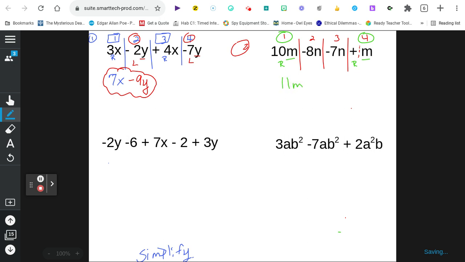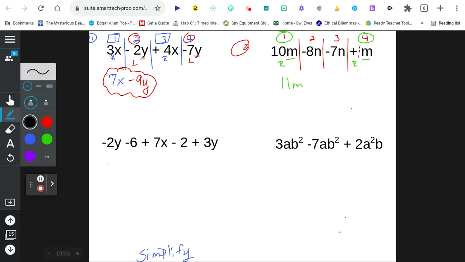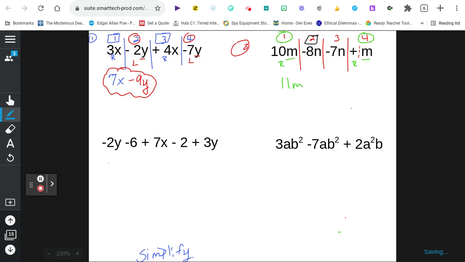You could have started off with the ends first. In other words, you could have started off with term 2 and term 3. It doesn't matter. Term 2 matches term 3 because they both have n's and they both go to the left. So negative 8 minus 7 is negative 15n. And that is the simplified expression for the second example.